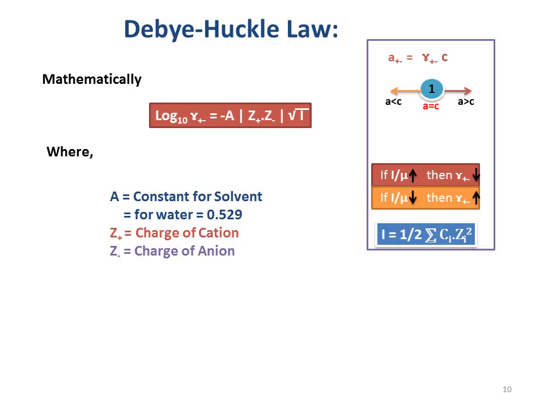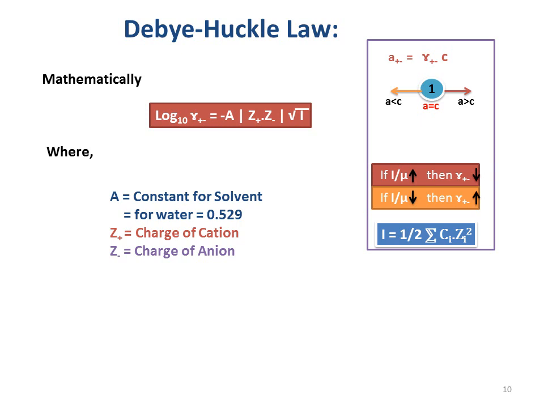Here is the Debye-Huckel law mathematically: log gamma positive negative to the base 10 is equal to minus A into the modulus of z positive into z negative, into the square root of ionic strength, where A is a constant for the solvent in which the electrolyte is dissolved. For water it is equal to 0.509. Then z positive is the charge of the cation and z negative is the charge of the anion. When we take the modulus, we talk only about their magnitudes.